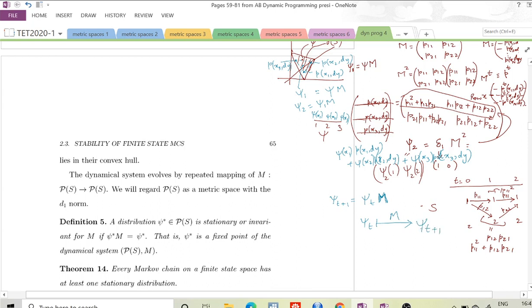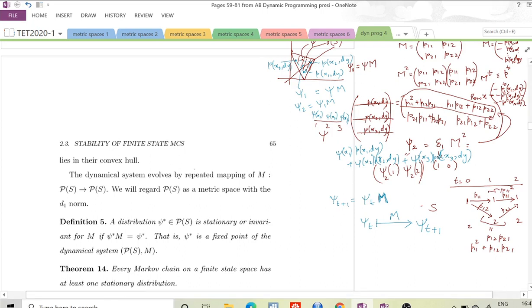Okay, so imagine the dynamics, hopping from point to point in the unit simplex, right? And stability, or global asymptotic stability, asks a question: for this particular transition matrix M, do these dynamics converge to some single point in the unit simplex or not?